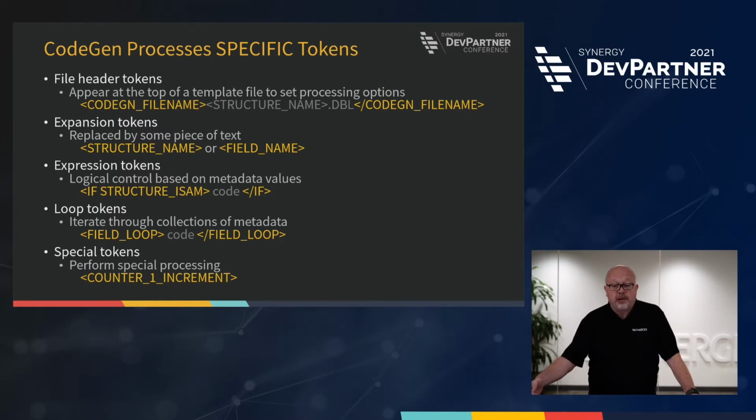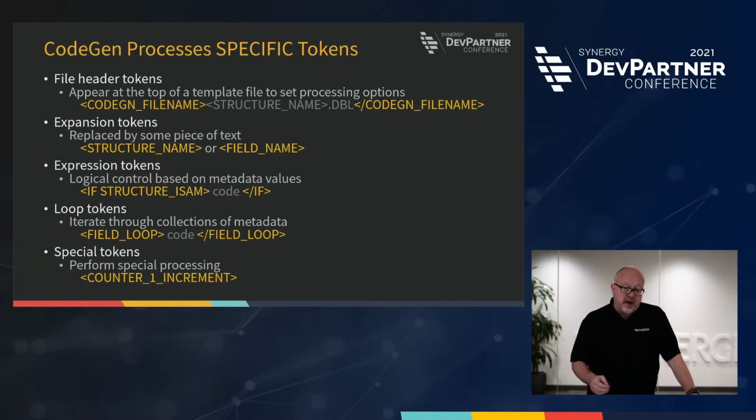And then we have expansion tokens. Expansion tokens are replaced when the code is generated with some value. So the examples you can see here are fairly obvious: the name of the structure or the name of the field that we're currently dealing with in a field loop. Over and above that, we have expression tokens. Expressions are basically special tokens which allow you to test certain values.